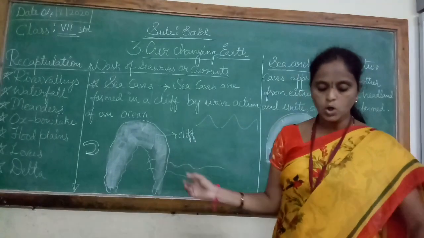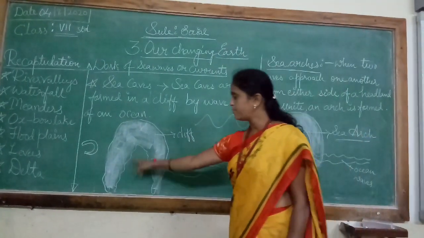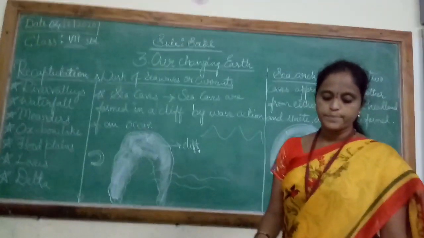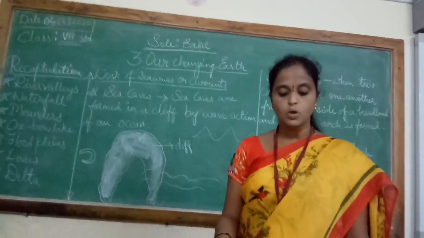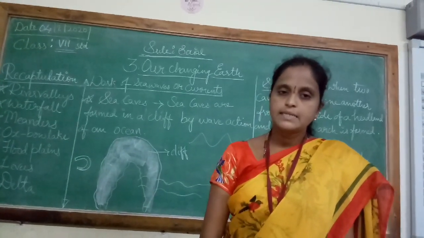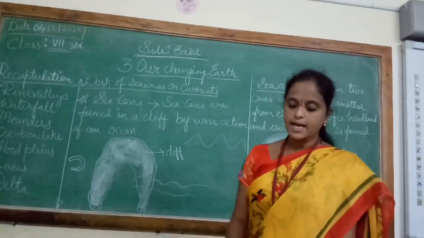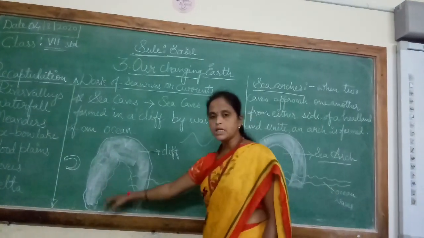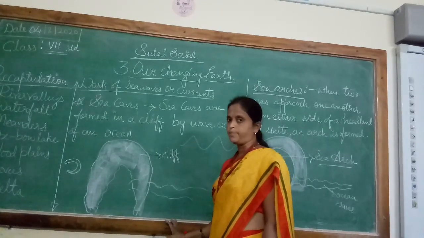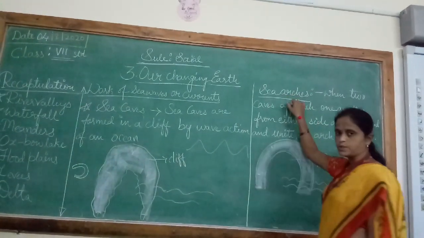So this hollow, or we can say the broken part here, due to the waves on the rocks, the hollow-like caves are formed on the sea. This is called a sea cave. As these cavities or hollow blocks which we see here become wider and bigger by the erosion of time, that will form sea arches.